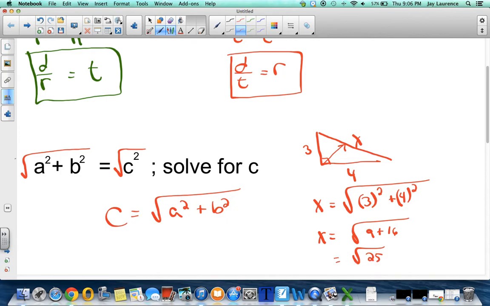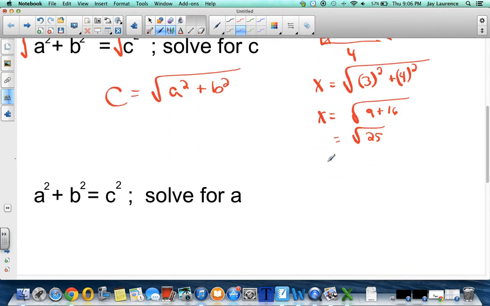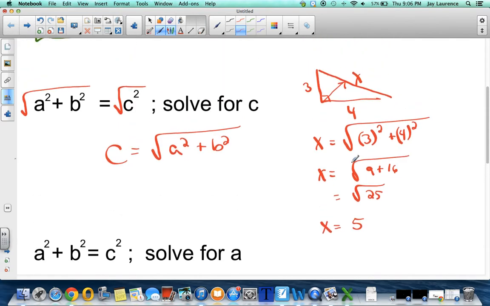And of course the answer is plus or minus 5, but since we're talking about a distance, it's impossible to have a negative distance. And so in this case, we'll ignore the negative of the square root. That gives us a negative answer. We'll only use the positive answer. Okay, the positive square root is also called a radical.